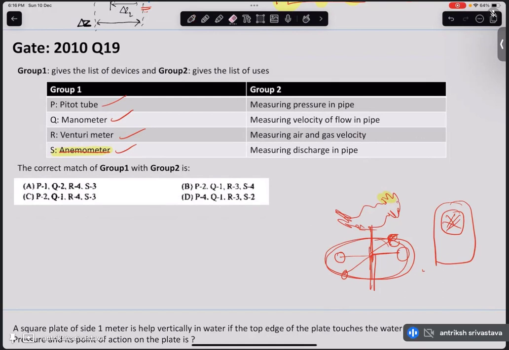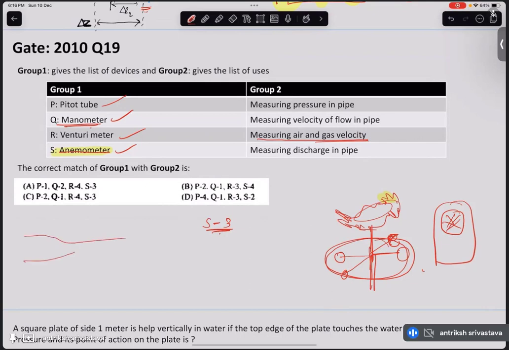So this particular anemometer is for the velocity of wind. We can also call it the velocity of air and gas. So S is 3. We know this from movies, right? And manometer, we have done so many questions in our BTech related to manometer, right?